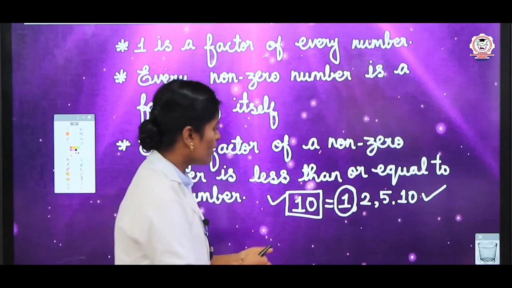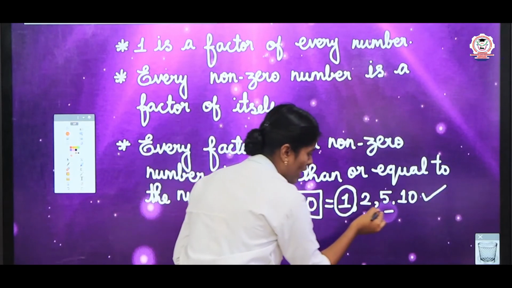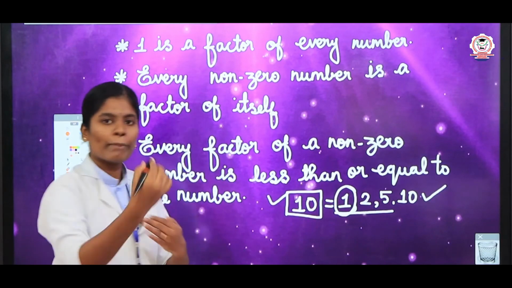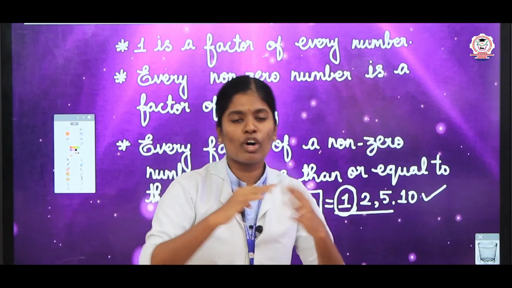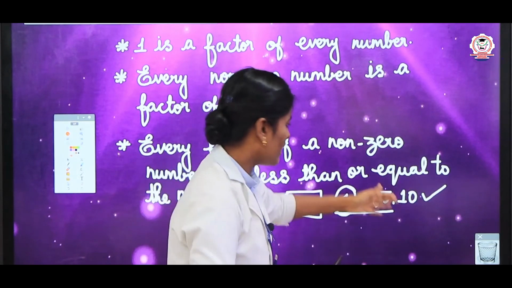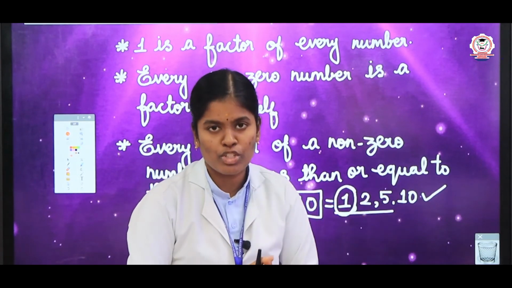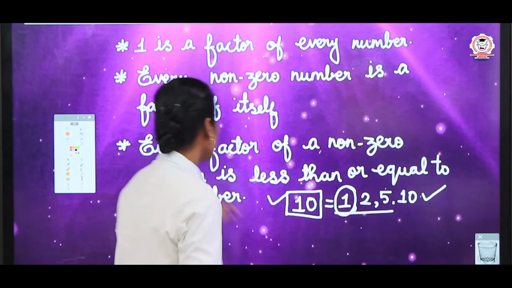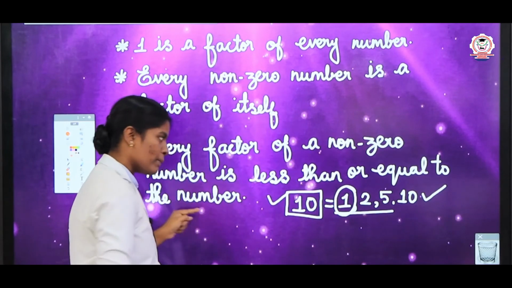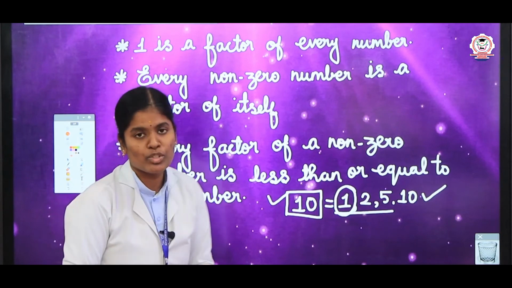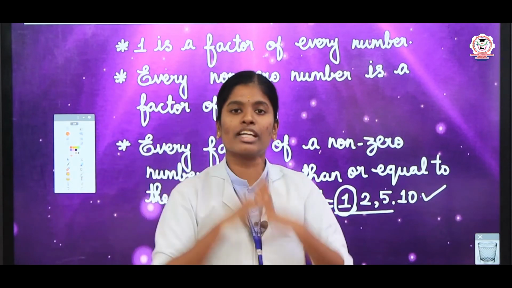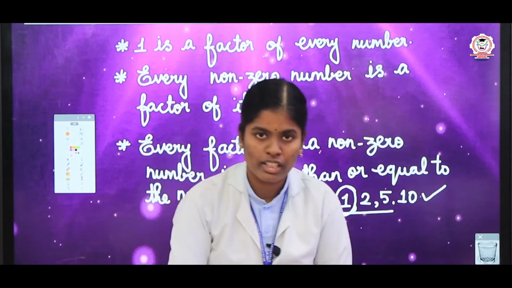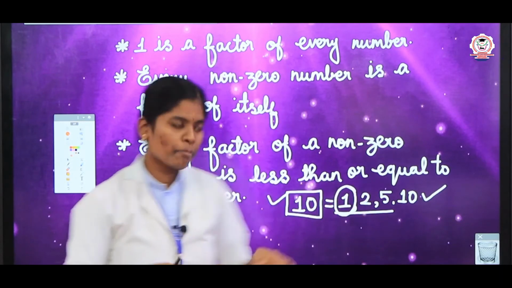Here you see we have the factors 1, 2, 5. Compared to 10, 1, 2, 5 are smaller numbers, and then we got 10, which is equal. Our third property is every factor of a non-zero number is less than or equal to the number. So these are our 3 properties, very very important. They will ask in 1 mark.